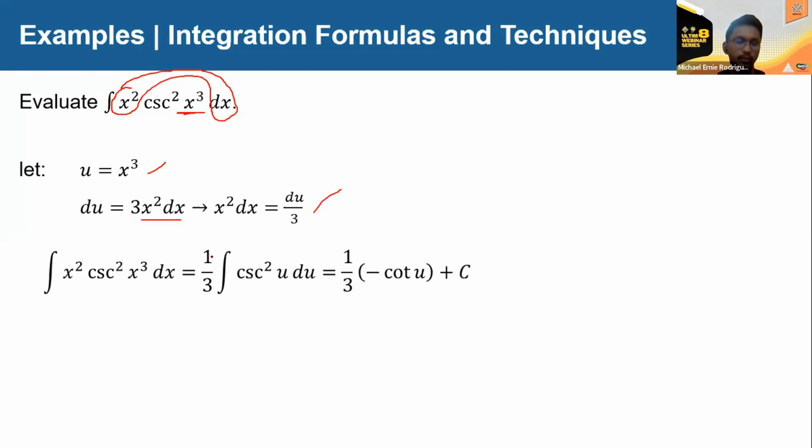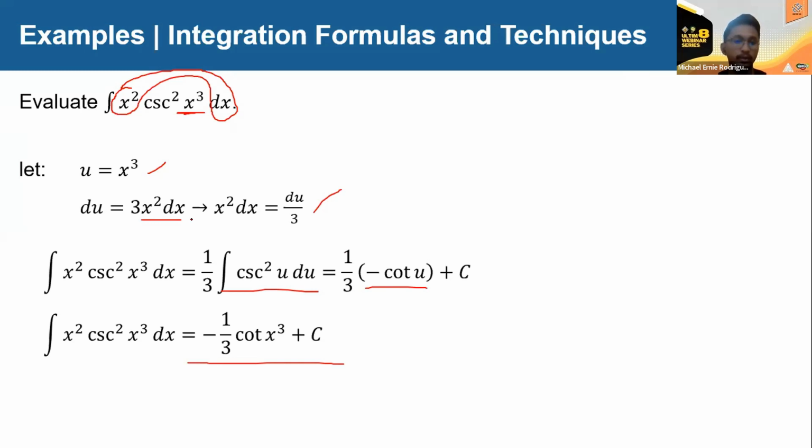And then, okay, so we have 1/3 times, okay, the integral of cosecant squared u. Okay, we have from our formulas, okay, we have the formula for integral of cosecant squared u du. So we have negative cotangent u. Okay, plus c. Huwag kalimutan lagi yung plus c. So we have, okay, negative 1/3 cotangent. Okay, and then substitute natin yung u, which is x cubed. So we have negative 1/3 cotangent of x cubed plus c.